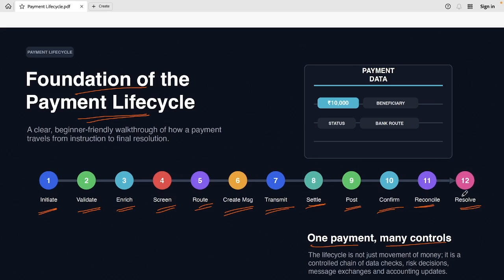So this is a foundational level representation. In a real bank, some stages may happen in parallel, some may be repeated, and the exact order may change depending on the payment type, country, currency, and payment network. However, these 12 stages give us a very strong framework for understanding almost any payment process. With that, let us now examine each stage in detail.